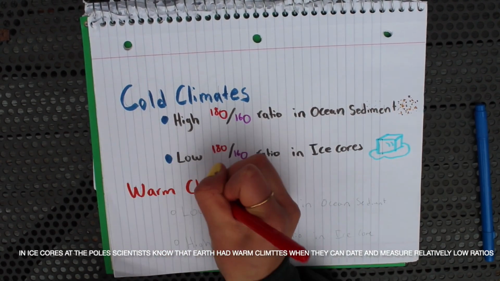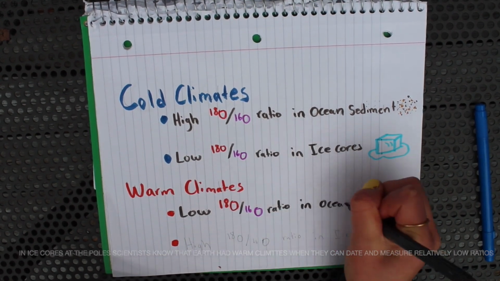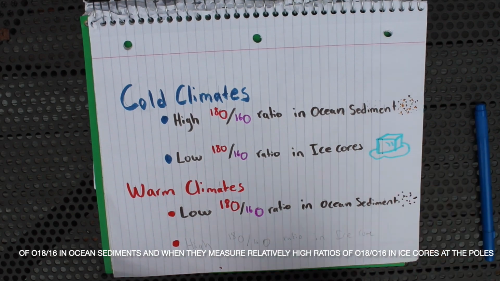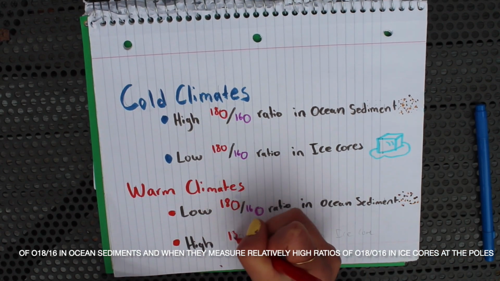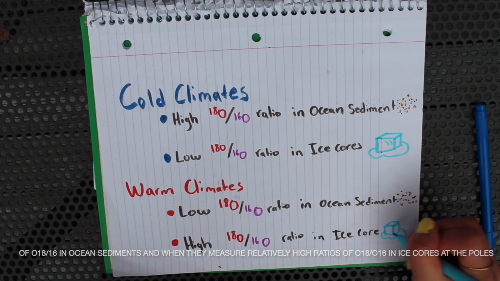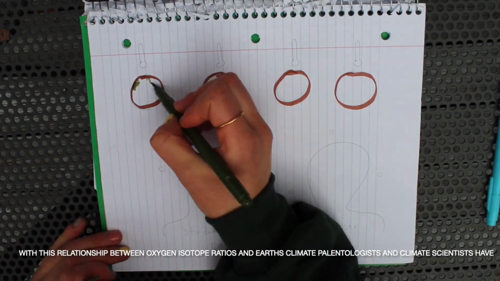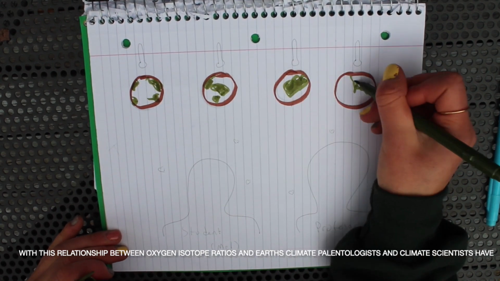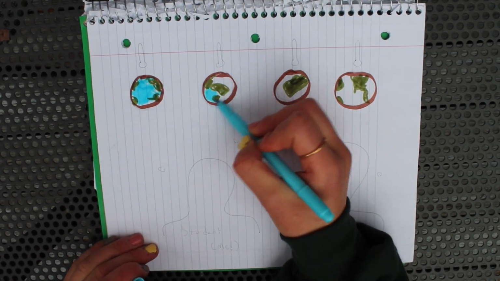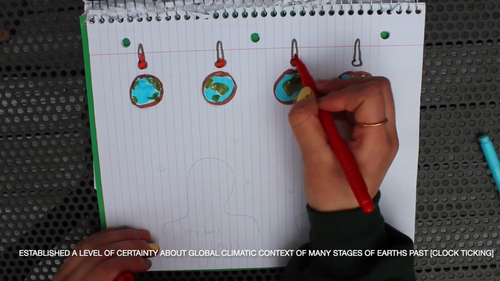Scientists know that Earth had warm climates when they can date and measure relatively low ratios of O18 to O16 in ocean sediments, and when they can measure relatively high ratios of O18 to O16 in the ice cores at the poles. With this relationship between oxygen isotope ratios and Earth climate, paleontologists and climate scientists have established a level of certainty about global climatic context of many stages of Earth's past.